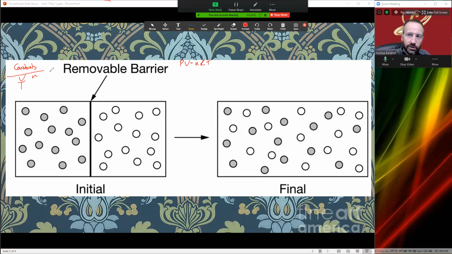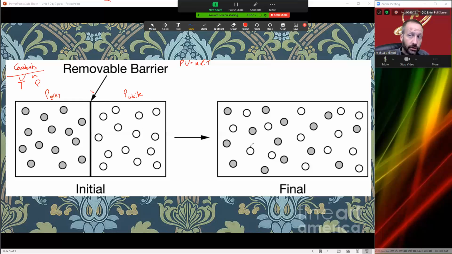If volume's constant and temperature is constant and moles is constant and obviously R is constant, yeah, pressure would be constant too, would be the same in both. So I expect whatever the pressure of the, I'm going to call it gray is, and whatever the pressure of the white is, that they are equal. Okay. Then we remove the barrier. And now look at this.